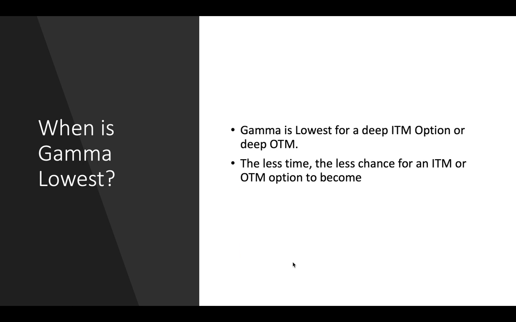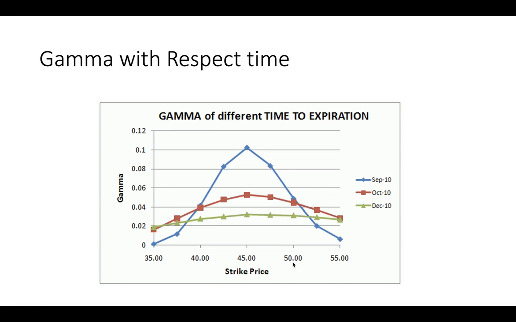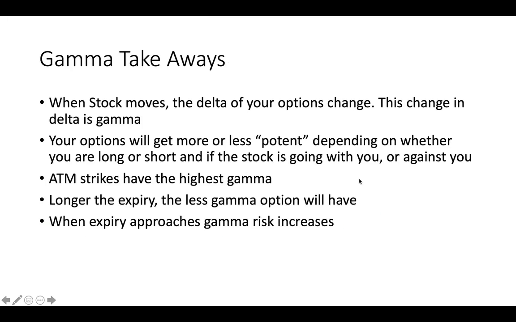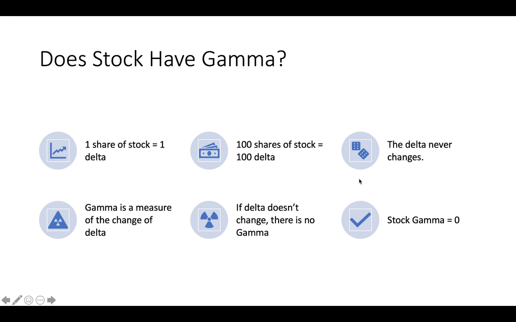So when is the gamma the lowest? Going back to this here: the longer the date of the option, and when we're further out of the money or in the money, gamma is going to be lower. But actually, as time goes by, there's less of a chance of being in the money or out of the money, so that means gamma is going to be the lowest. So the less time, the less chance for the in the money or out of the money option to become in the money or out of the money.